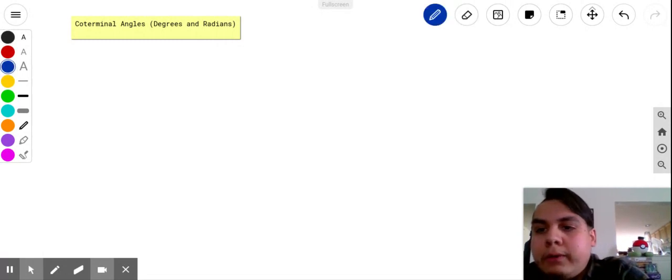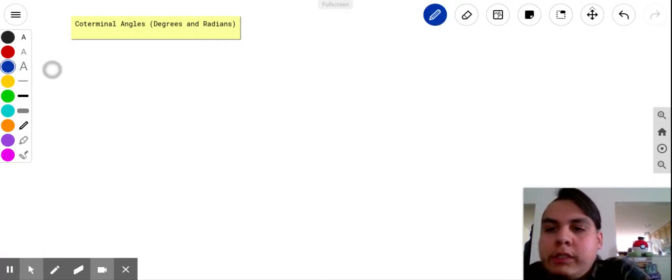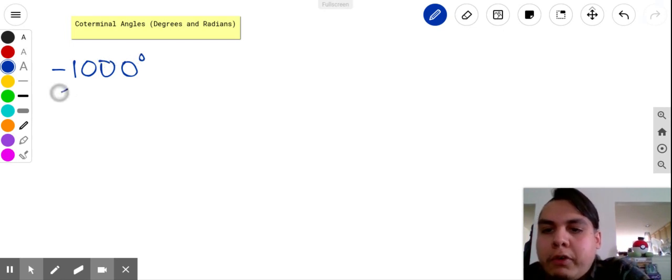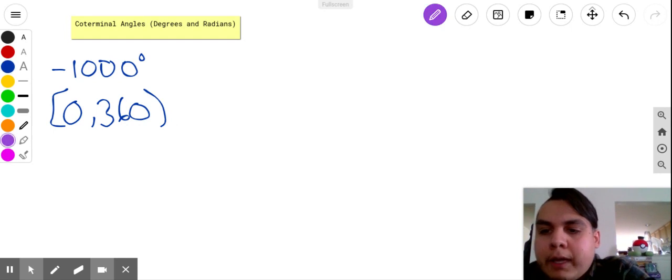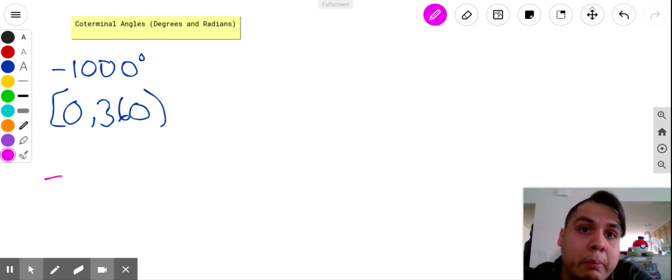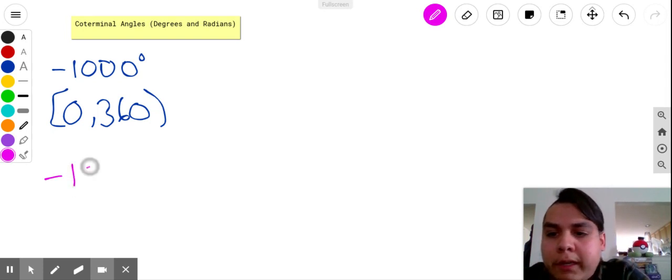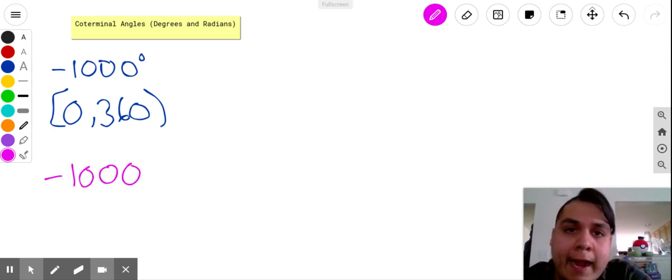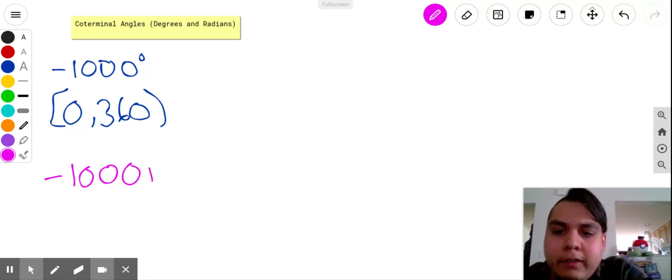So let's try out, say, negative 1,000 degrees. And I'm going to look for a coterminal angle between 0 and 360 degrees. Okay? So in the last problem, I had to subtract 360 because the angle I was given was larger than my interval. So I had to bring it back down. This time, I have an angle that is lower than either value in my interval. So I'm going to add 360 to bring it up.